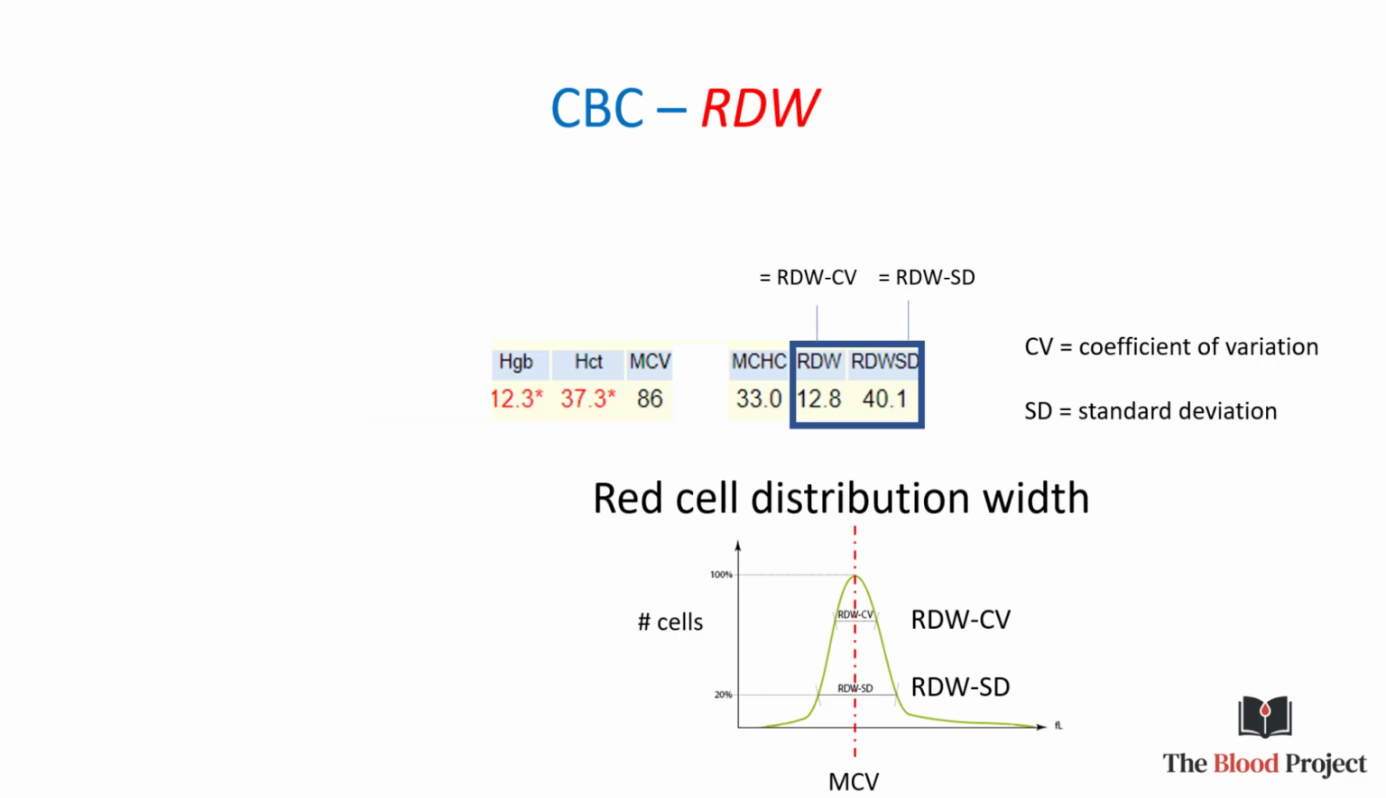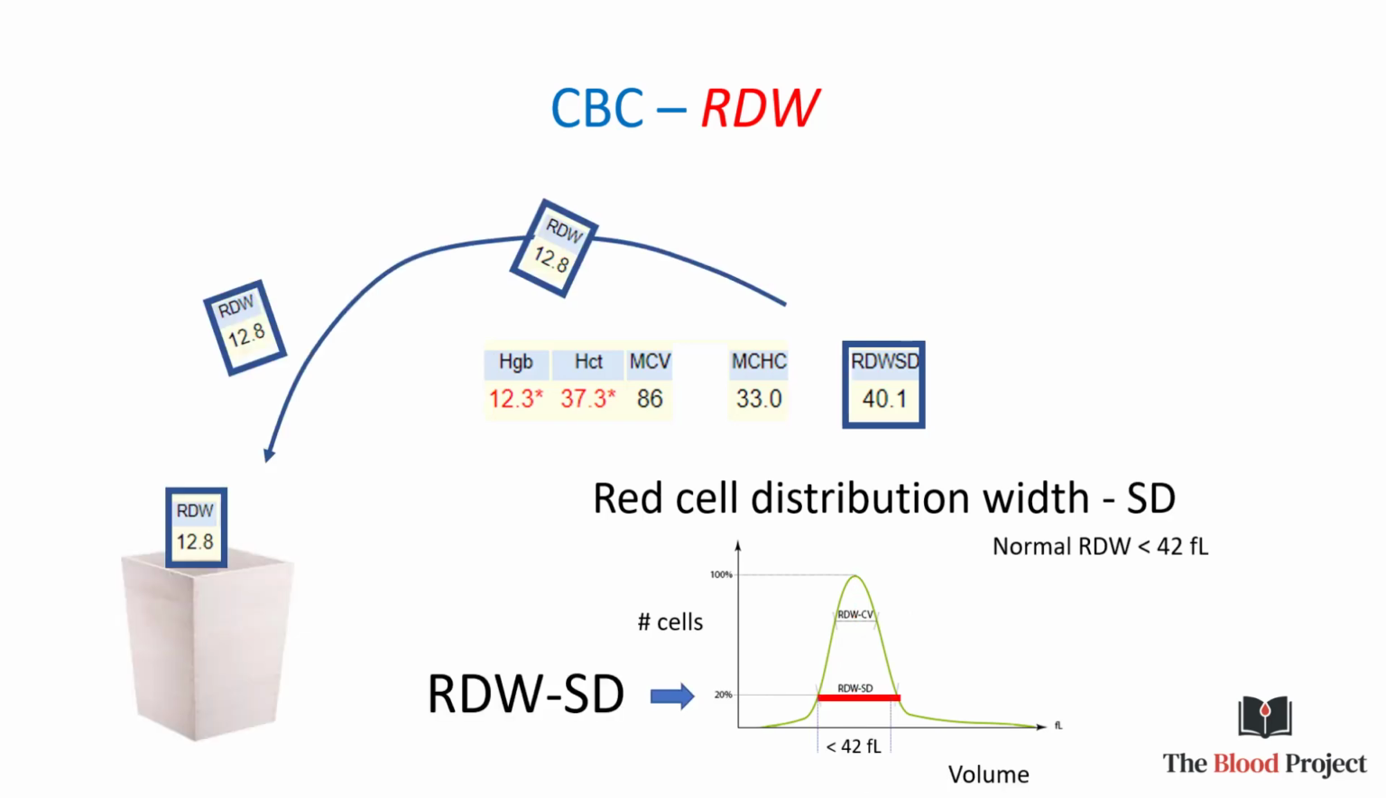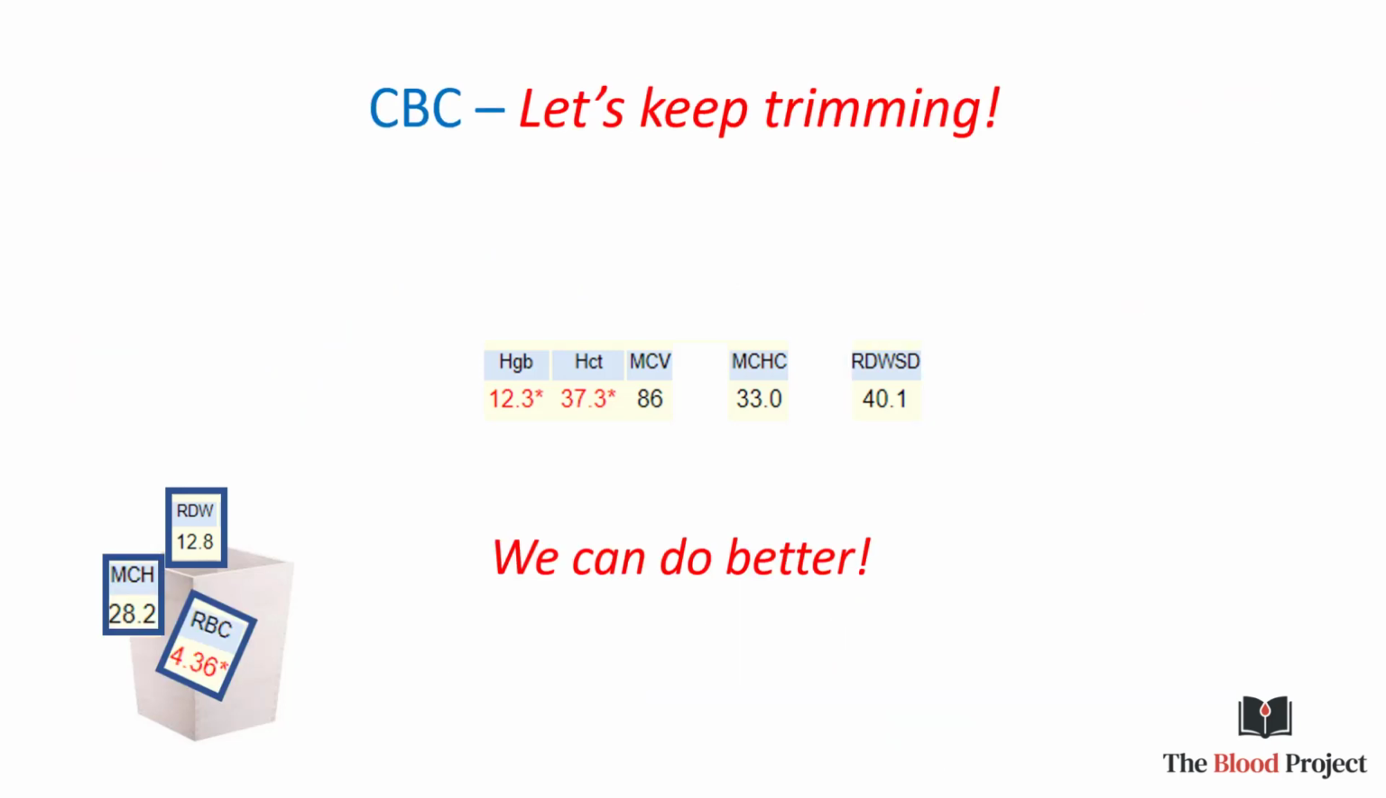There are two ways of measuring the RDW. The RDW-CV, or coefficient of variation, and the RDW-SD, or standard deviation. I will not get into the specifics of how these two parameters are calculated and how they differ from each other. We'll cover that in a separate session, but let me just point out that the RDW-CV is inversely correlated with the MCV, so that it becomes unnecessarily skewed in cases of microcytosis and macrocytosis. For that reason, I prefer to use the RDW-SD, with a value of 42 being considered normal.